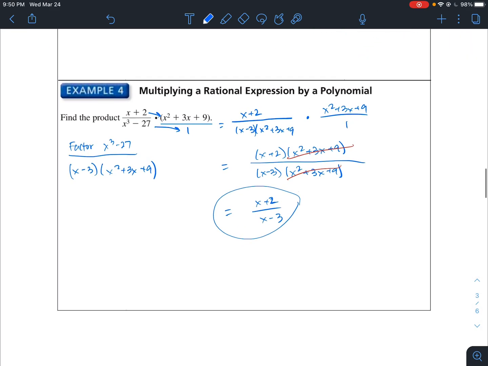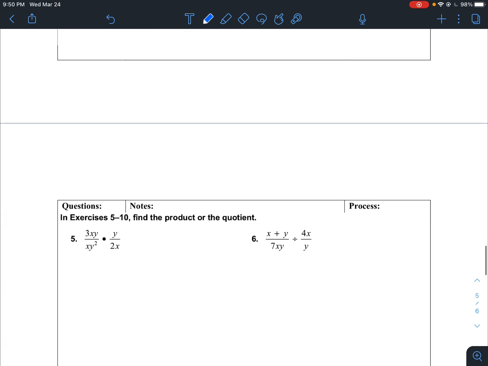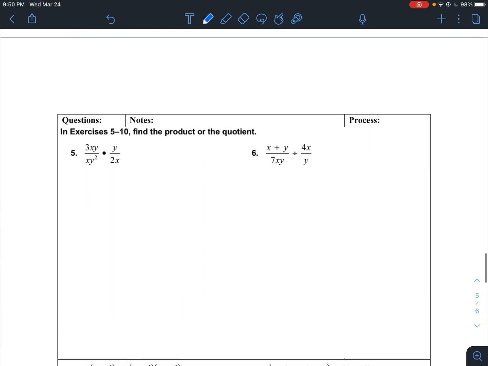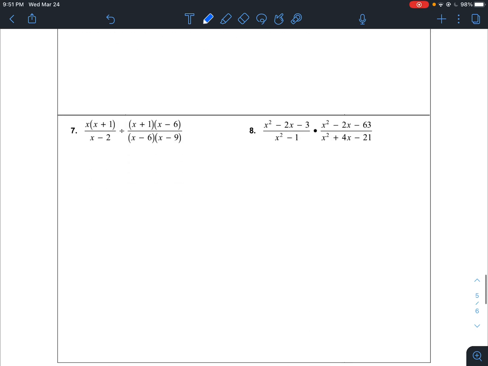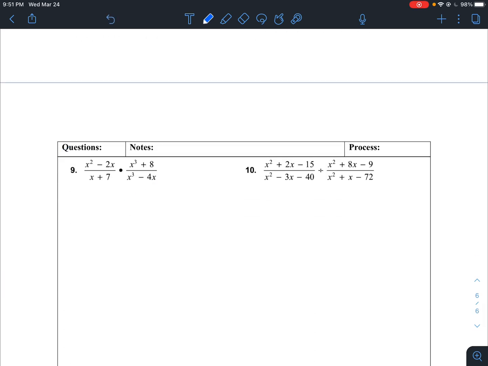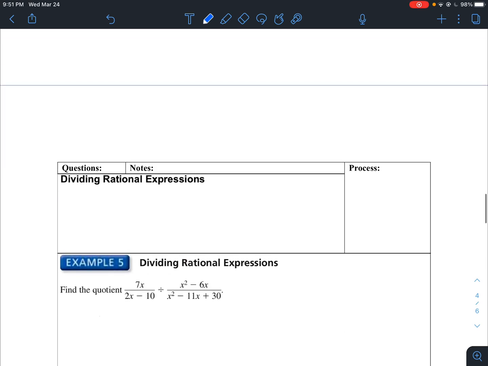Okay. Now there are some more problems on this last page, in these last couple pages, that deal with multiplication. So there's 5, 8, and 9. If you want to go over those, go for it. But we're going to get into dividing rational expressions now.